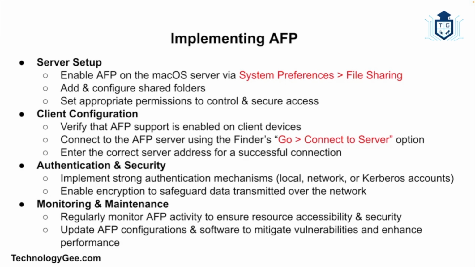Then after that, you want to configure the AFP clients. You want to ensure that AFP client support is enabled on the devices that will access the shared resources. You want to connect to the AFP server by selecting Go, then Connect to Server in the Finder, and entering the server's address.